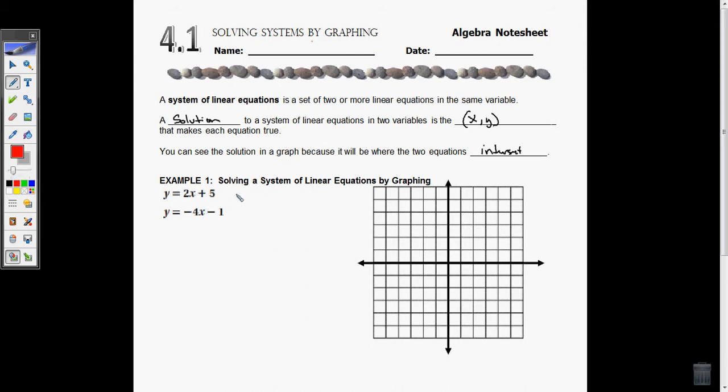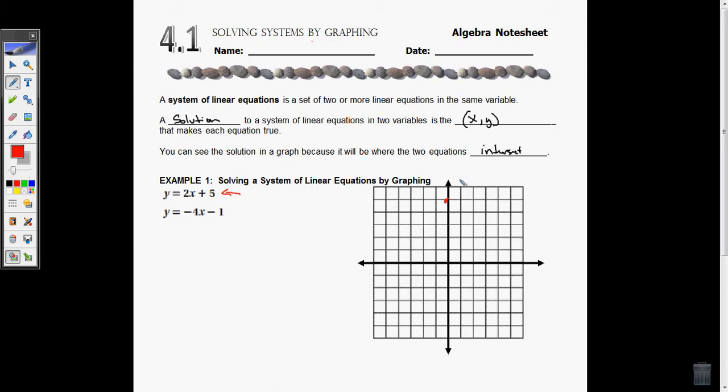So let's just go about graphing this one first, and we'll do that one in red. I have 2x plus 5, so I know that my y-intercept is 5. 1, 2, 3, 4, 5, and that's my starting point right up there. And then I have a slope of 2, so that means that I'm going to go up 2 and over 1.